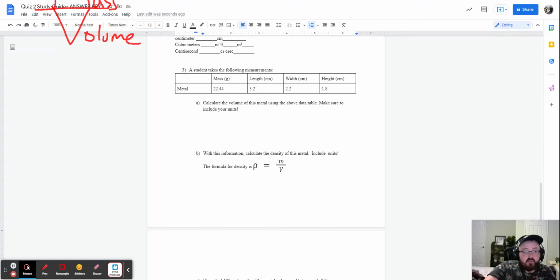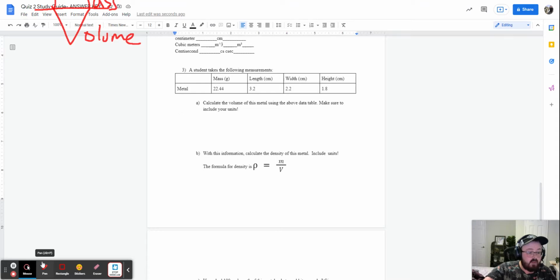Here is an example. This was a student. They did the same experiment that we did, that density lab. They took the mass of a metal. They took its length, its width, and its height in centimeters. So calculate the volume of the metal using the above data. Make sure to include your units. So the units are in this data. This mass was calculated in grams. These lengths were given in centimeters. So calculating the volume is length times width times height.